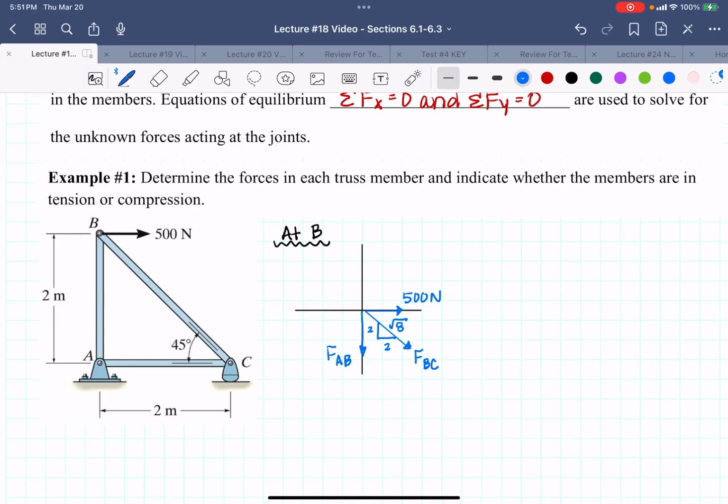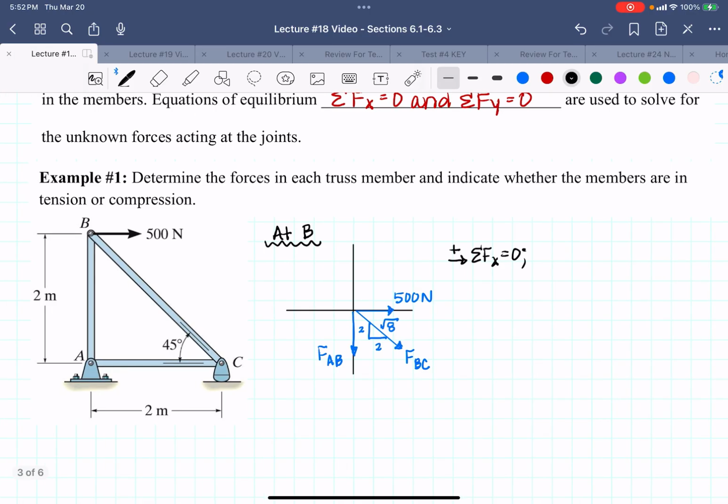So now I'm just going to use the equilibrium equations to solve for FAB and FBC. As you can see, I only have 2 equations, so I can only solve for 2 unknowns at each joint. So let's start with some of the forces in the x direction. The reason I'm doing x first is because if I do y, I'm going to have the unknown part of FAB and a part of FBC. But if I do just the forces in the x, I'm going to be able to just solve for FBC.